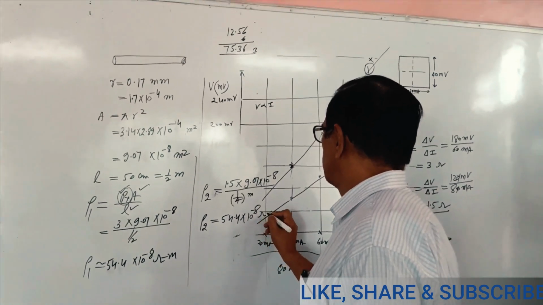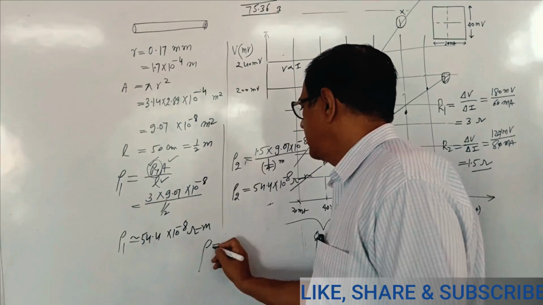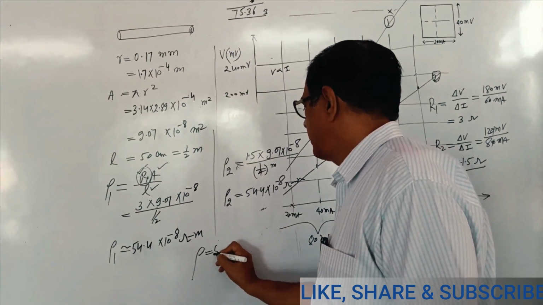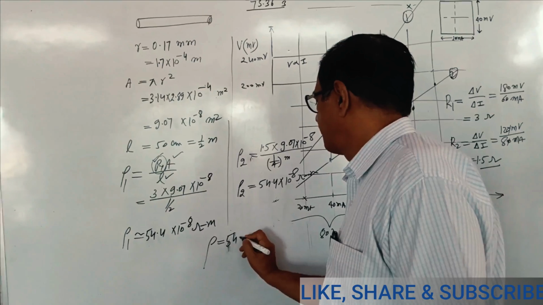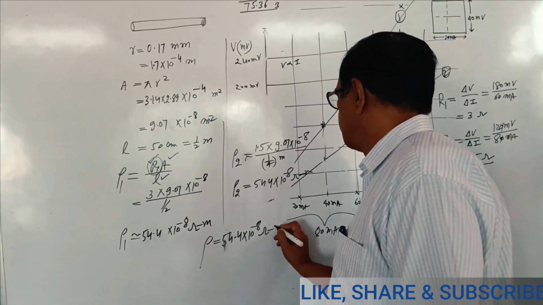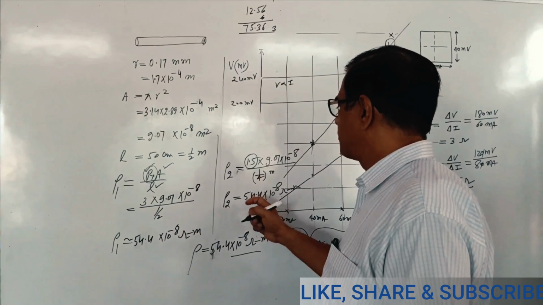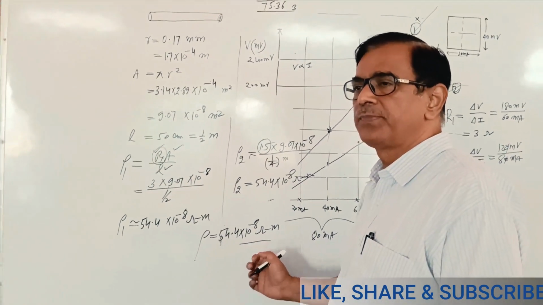The value of rho 2 is again equal to 54.4 into 10 to the power minus 8 ohm meter. Take the average of the two, and that should give us the resistivity. The average value comes to be 54.4 into 10 to the power minus 8 ohm meter. In the calculated values of resistivities, take the average as is done here.